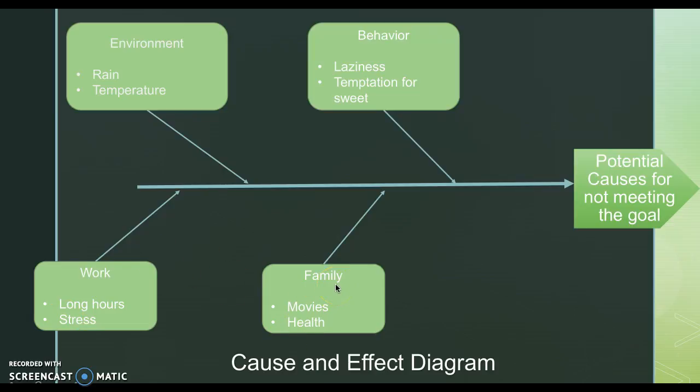Second, family. Usually over the weekends, I have to give time to the family, going out for movies or some social activities. Third, behavior: laziness, just pure laziness. Once I come home, I didn't feel like going on the treadmill and completing my steps. Or temptation for sweets, just behavior related again. The fourth one, environment: rain, temperature. If it's too cold, I feel lazy for those days and don't go out for a walk. Temperature fluctuations, same thing.